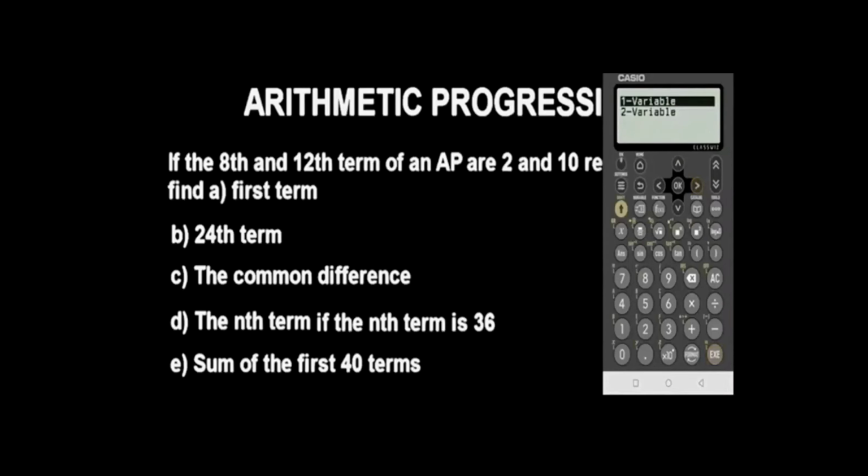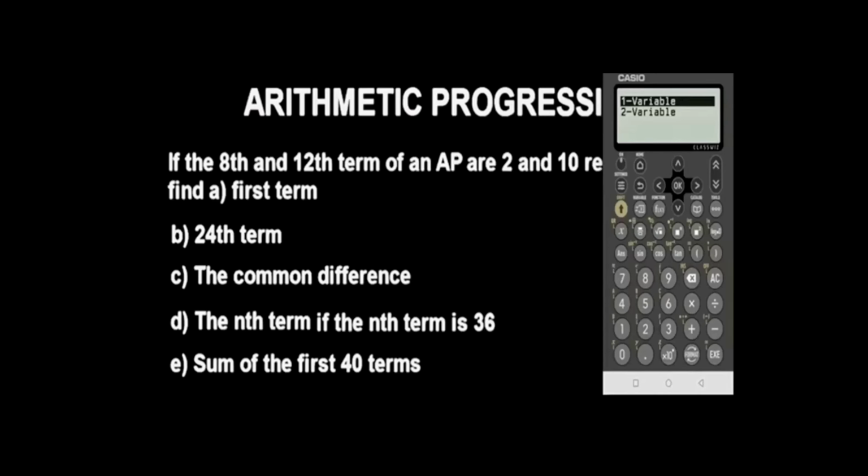Now the question says if the 8th and 12th term of an AP are 2 and 10 respectively, find these things we have to find: first term, 24th term, the common difference, the nth term, if the nth term is 36, sum of the first 40 terms.